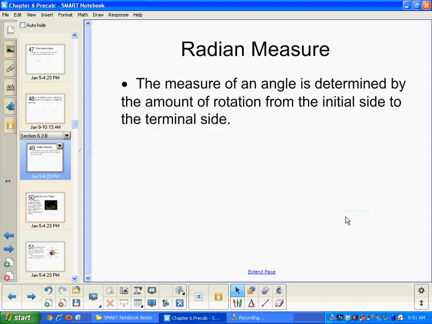Okay, we're continuing section 6.3 today, and today we're going to focus on radian measure. The measure of an angle is determined by the amount of rotation from the initial side to the terminal side, so that's something that we already know. We're going to talk about that in terms of radian measure today.